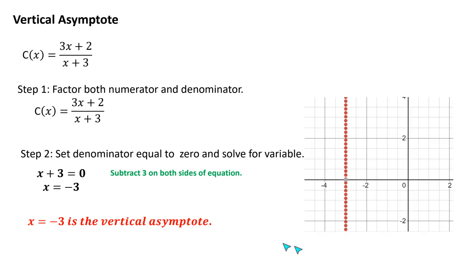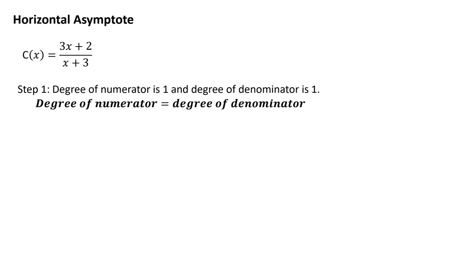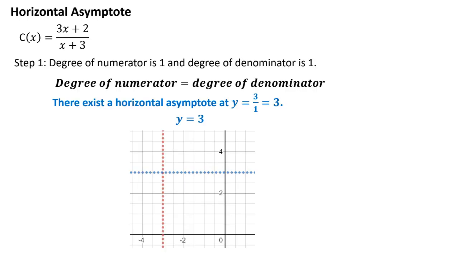And so this is what it would look like. For the horizontal asymptote, we want to look at the degree. In the numerator, the degree is 1. In the denominator, our degree is 1. So the degree is 1 for the numerator and 1 for the denominator. Those degrees are equal, and so that's going to be option 2.